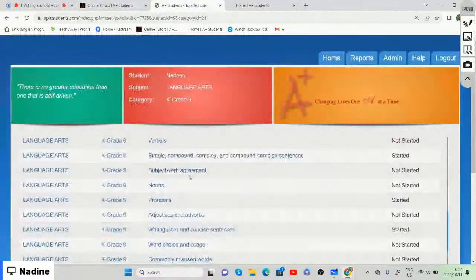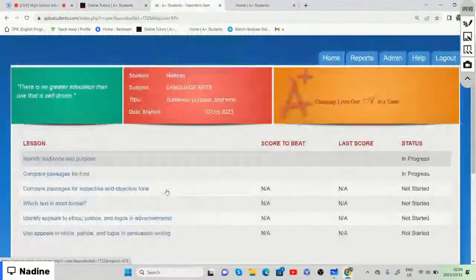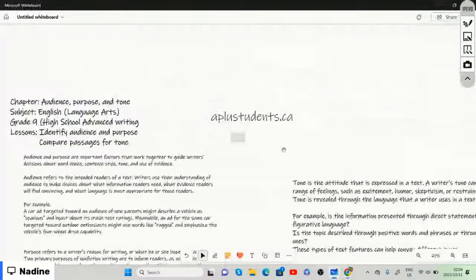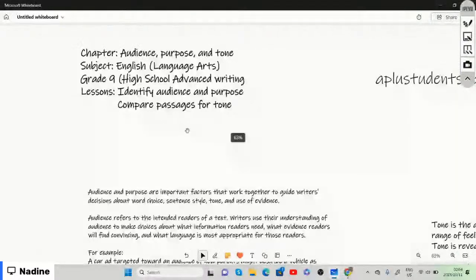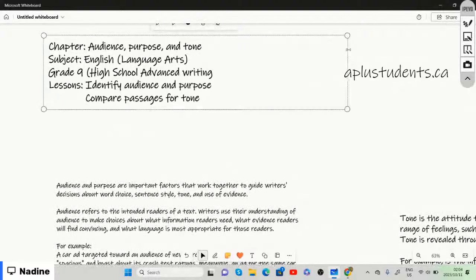Once we have selected grade 9, we're going to scroll down until we get to the chapter of audience, purpose, and tone. All right. So when we get to audience, purpose, and tone, our chapter is audience, purpose, and tone. We are doing the subject of English, which is language arts, grade 9. So if you go to aplusstudents.ca and then go to grade 9, this is high school advanced writing.